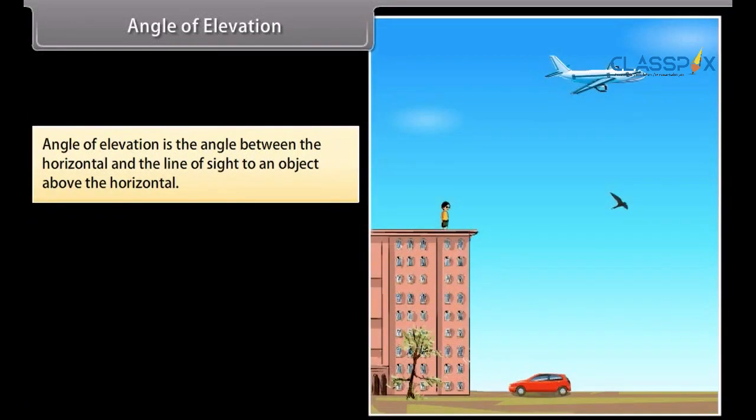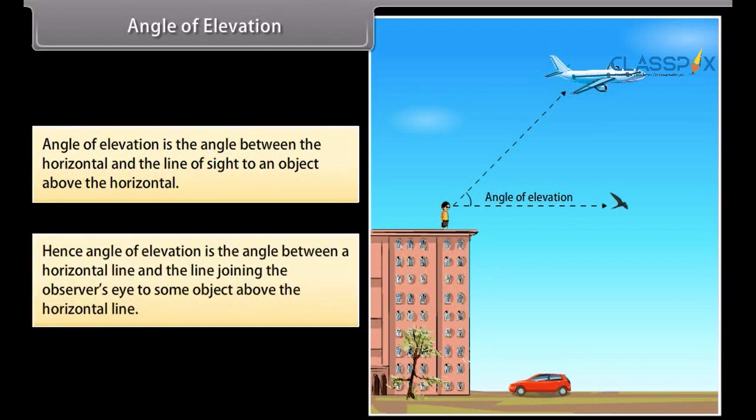Angle of elevation is the angle between the horizontal and the line of sight to an object above the horizontal. Let us take an example to understand this. In this picture, an observer is standing at the top of a building and looking straight ahead at the birds which are in the horizontal line. The observer must raise his eyes to see the airplane which is in the slanting line. This line is also called the line of sight. The angle formed between the two lines is called the angle of elevation.